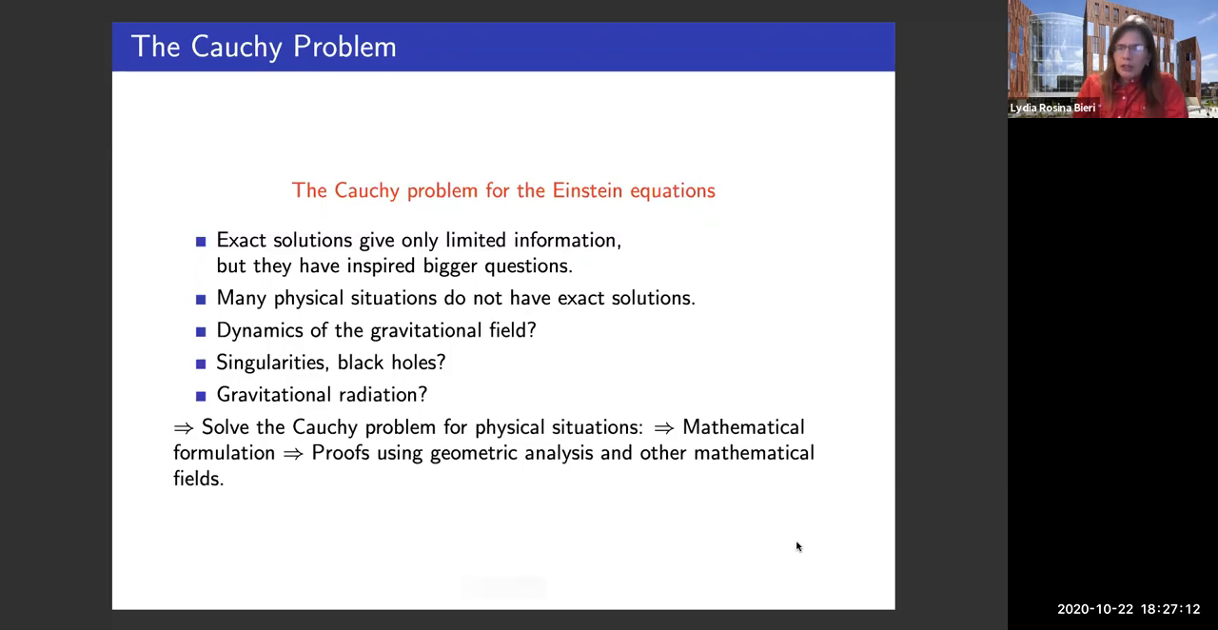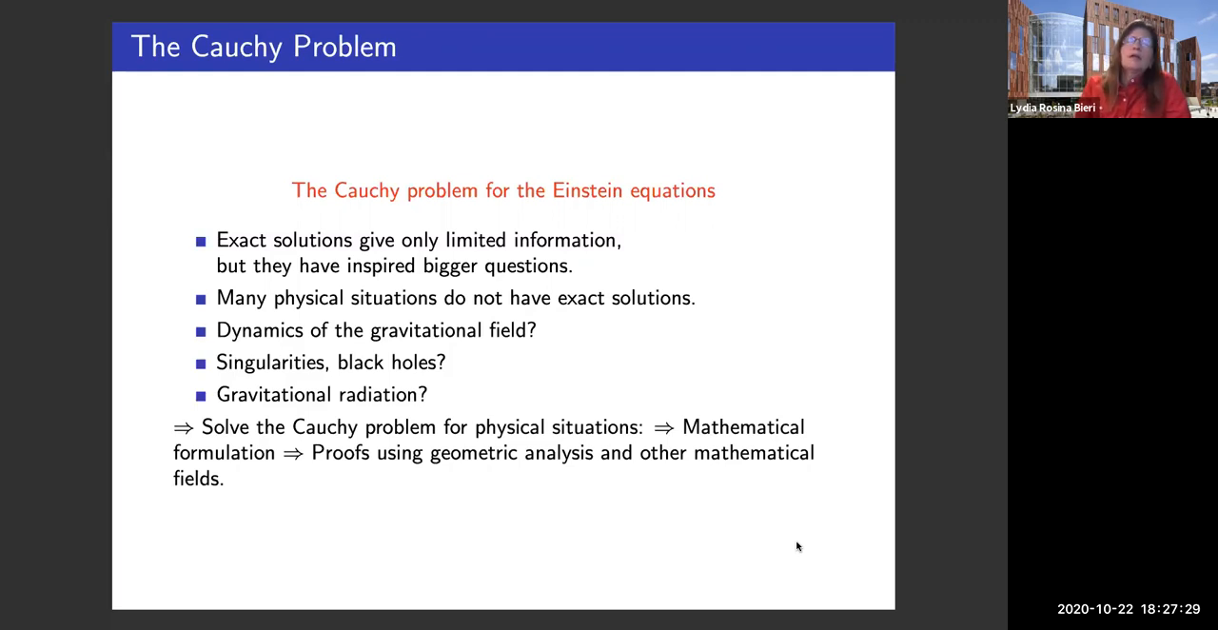So when I say Cauchy, that's a French mathematician, and when I say Cauchy problem, I mean the initial value problem. What are questions we can ask? Let me tell you a little bit about the structures of these spacetimes and extract what we can learn about gravitational waves from that.